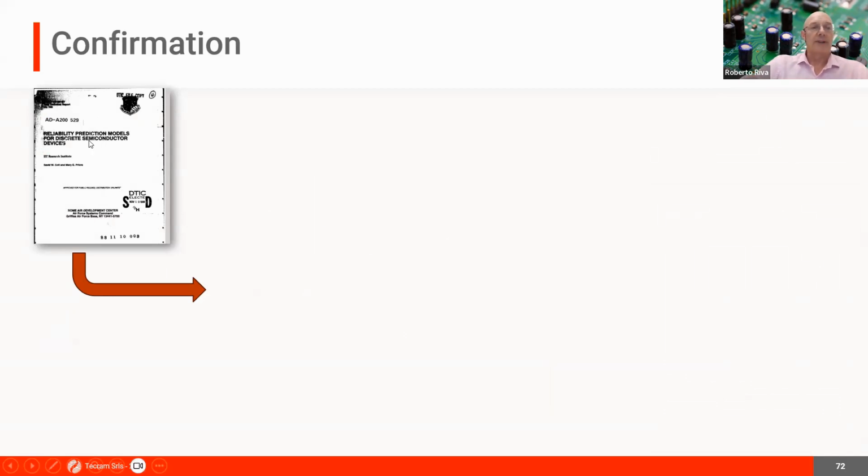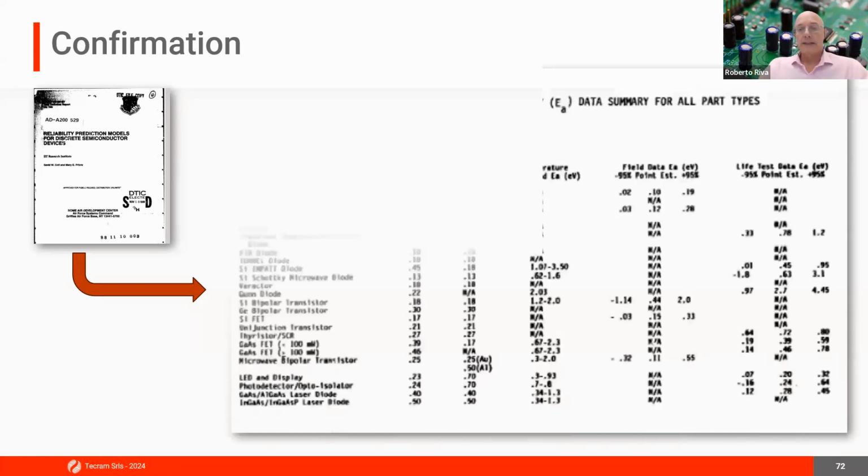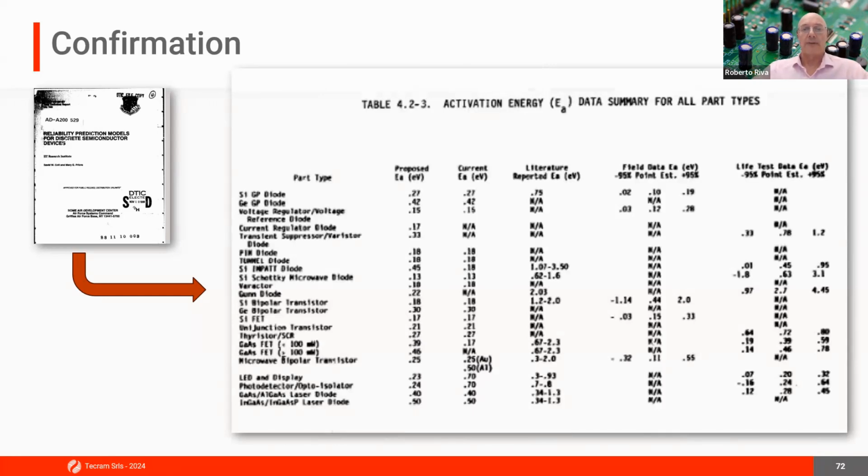We went into one of the references of MIL-217 that turned out to be quite an interesting document. The only downside, you couldn't download it, so you had to look at it on a screen, and that was really causing a lot of eye pain, making your eyes water because it was not easy to read. But we picked up this document, which is a reliability prediction model for discrete semiconductor devices dated 1988. It is 344 pages, and we found on table 423 the activation energy data summary for all discrete semiconductors.